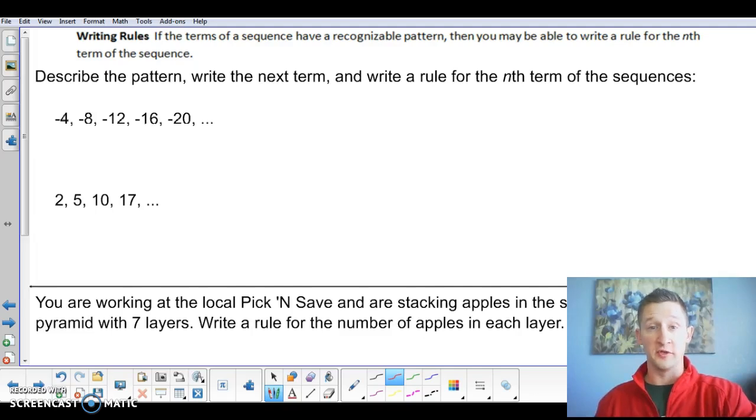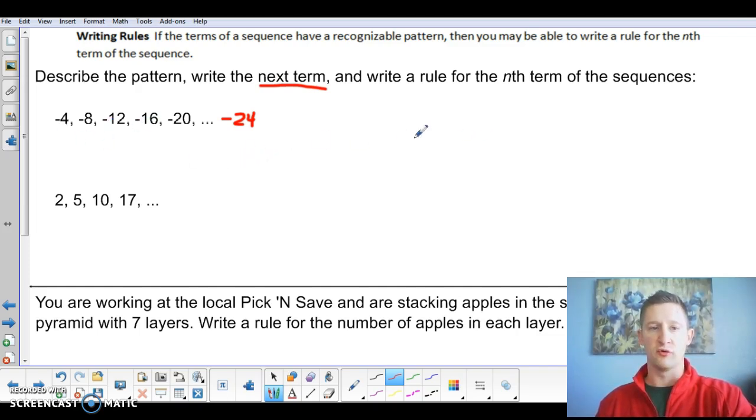The next thing that we're going to do with sequences is write rules to match up with a given sequence. These instructions say describe the pattern, write the next term, and write a rule for the nth term of the sequences. So the first one: -4, -8, -12, -16, -20. I'd be willing to bet that the next term would be -24. Seems like the pattern is we're counting by fours, going with negative numbers.